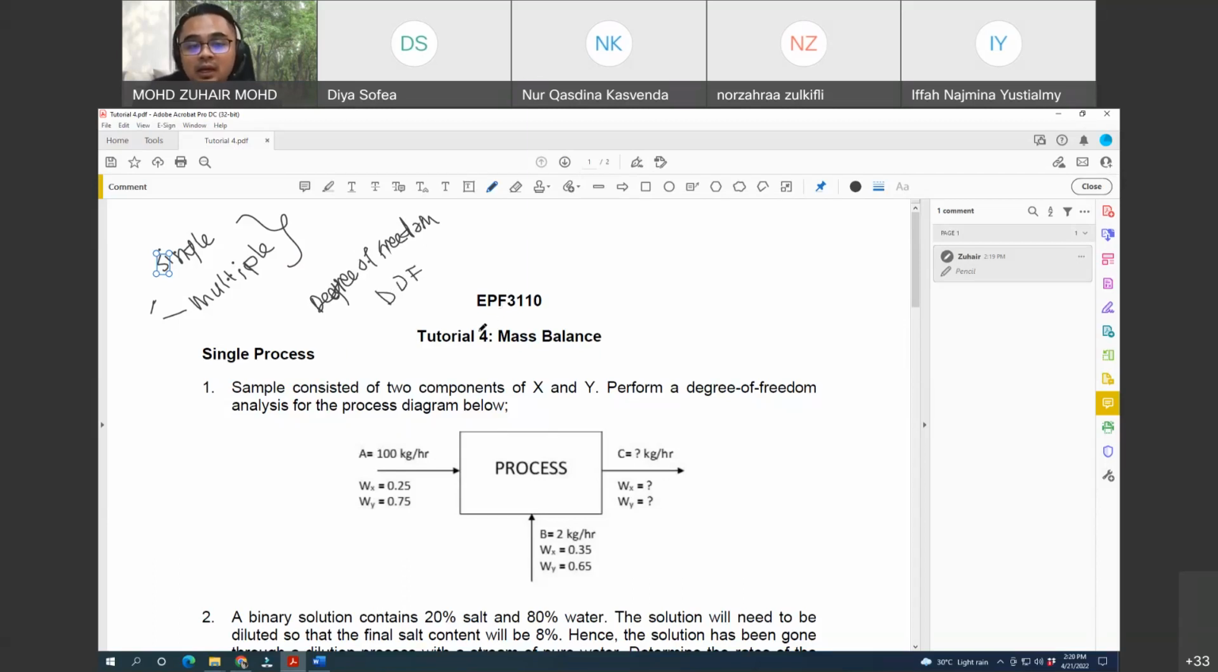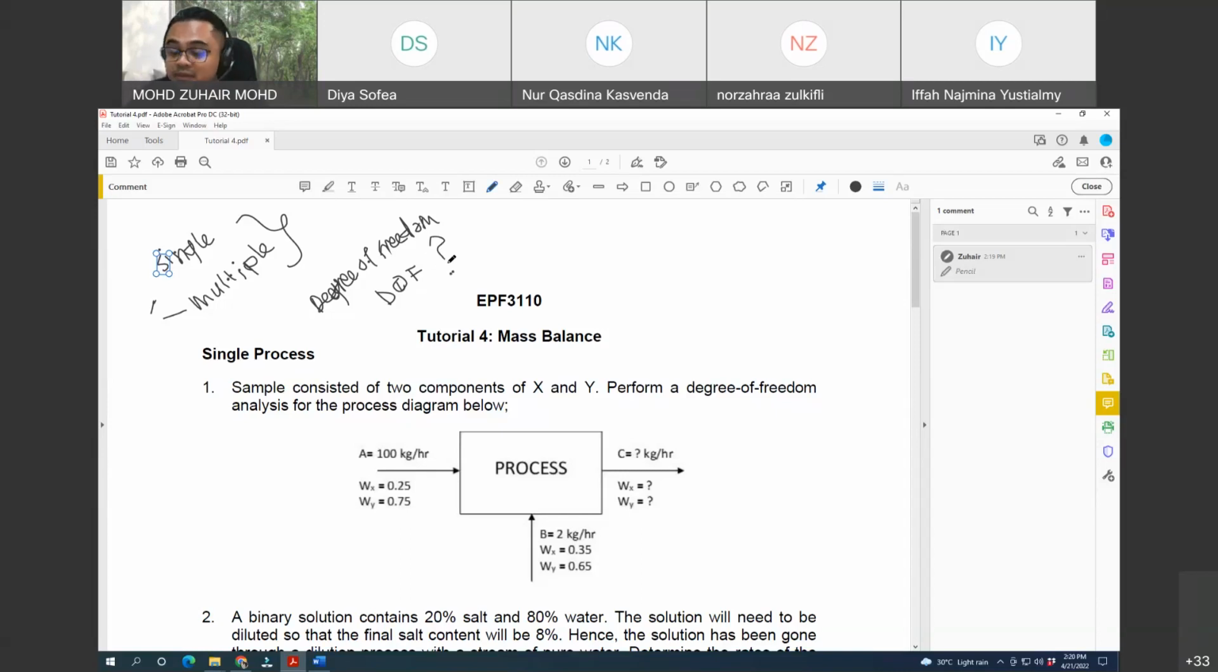Okay. Why is it so important for us to do the degree of freedom analysis? Anyone can share? Why do we need to start with the degree of freedom analysis? Big question here. Anyone? Because it helps to know where to start our calculation. Good, Metusa. Okay, that's one thing, because we want to know where to start the calculation.